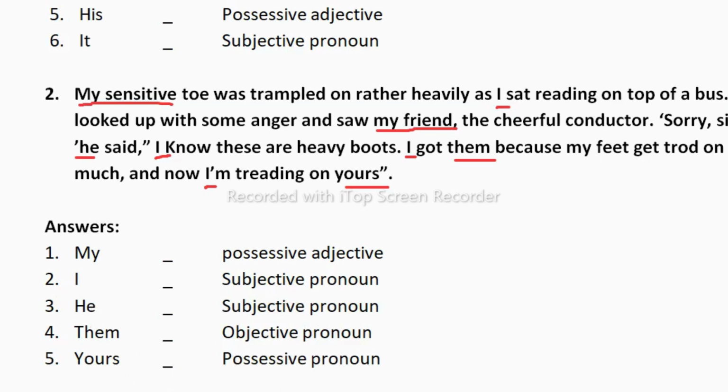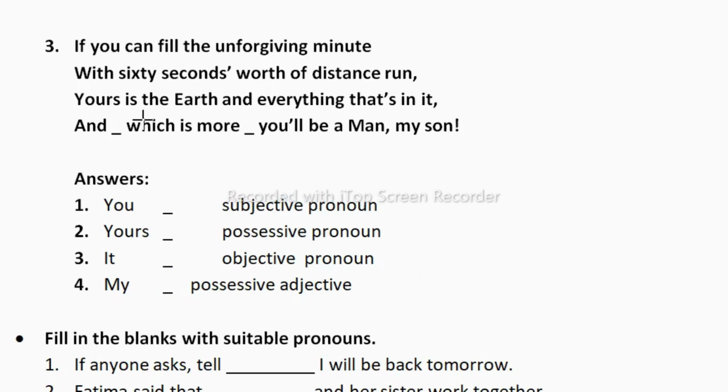Now let's move to the next one. So now start reading this one. If you can fill the unforgiving minute with sixty seconds' worth of distance run, yours is the earth and everything that is in it. So here you is a subjective pronoun, because before the verb the subject comes. Yours, which is a possessive pronoun, acts as a subject here. So it is a possessive pronoun.